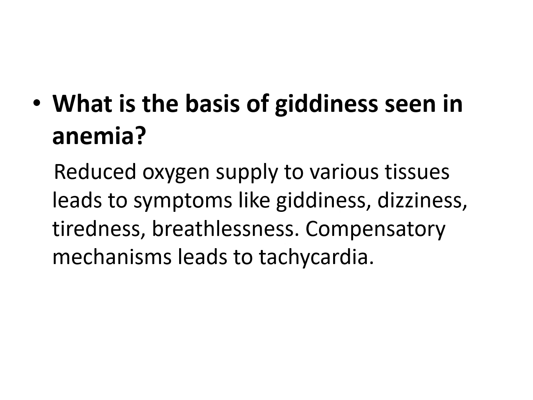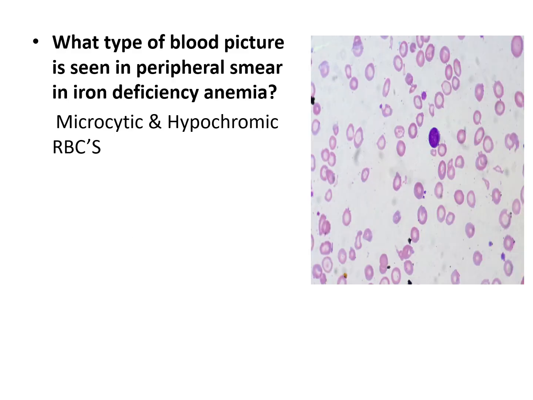What is the basis for giddiness seen in anemia? As we already explained, in case of anemia, there is reduced oxygen carrying capacity of the blood, leading to reduced oxygen supply to various tissues. This can lead to various symptoms like giddiness, dizziness, lethargy, tiredness, breathlessness. Sometimes, as a compensatory mechanism, we also can see increased heart rate called tachycardia.